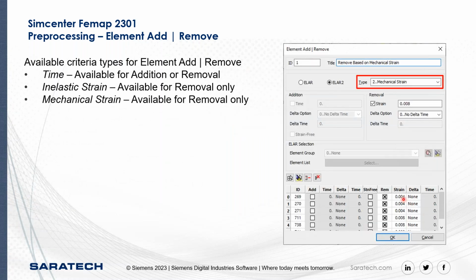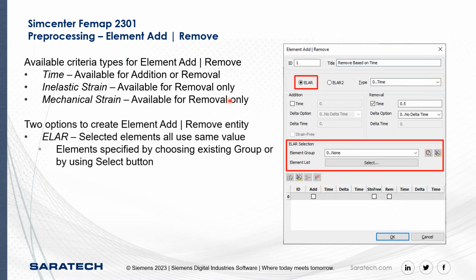There are three criteria types shown here in this pull down that are available for the element add remove. The first one is time, and this is available for both element addition or removal. So if you're doing some sort of transient analysis, you would pull this down and set this to time. The other two are inelastic strain and mechanical strain, and both of these are available for removal only. So that's the mechanical strain example, like we were talking about a couple slides ago.